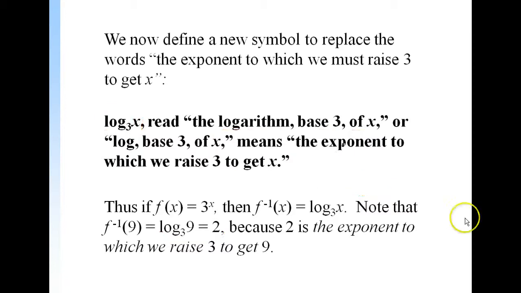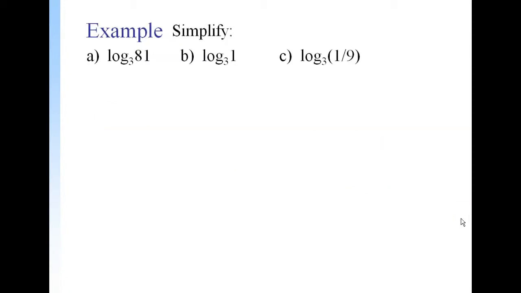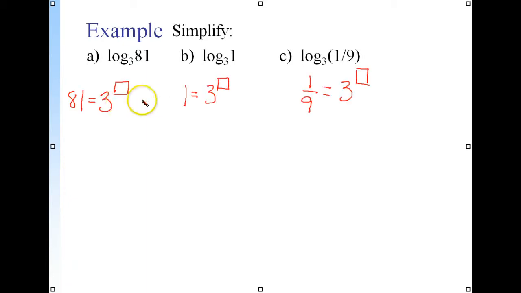Let's go on. So let's simplify these, and I'll set them up. Again, using this little method of displaying this, 3 is our base. It's going to equal 81 when it's raised to what power? Well, 3 to the 4th power is 81. So the log base 3 of 81 is 4. That's what we would put up here.